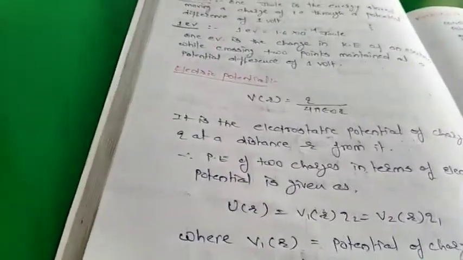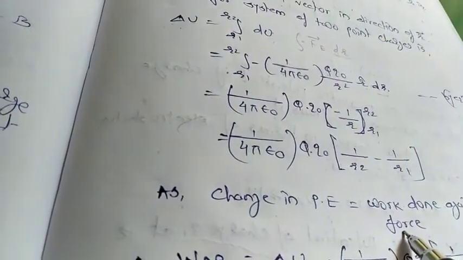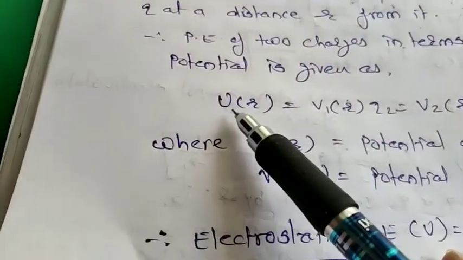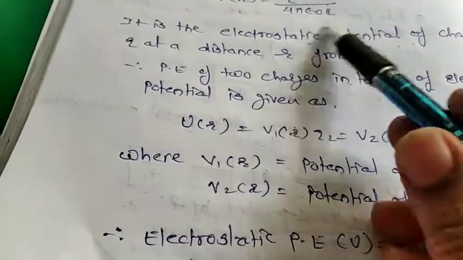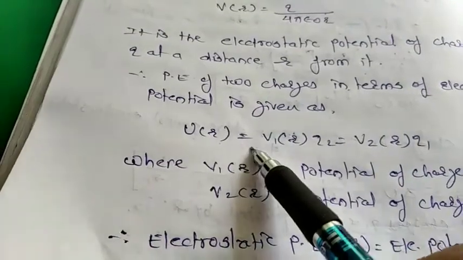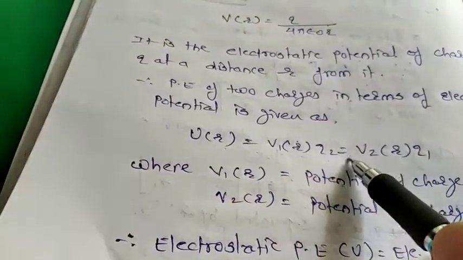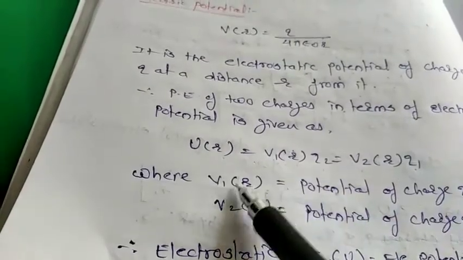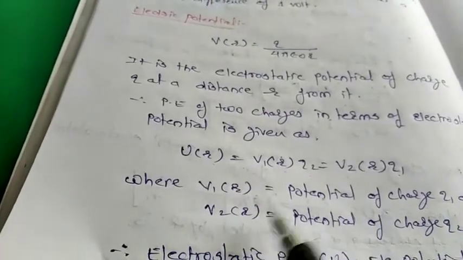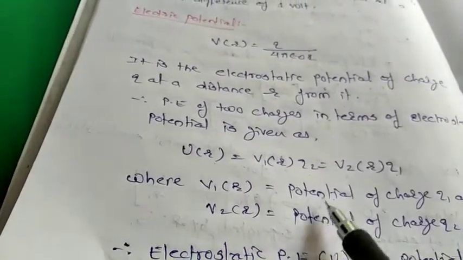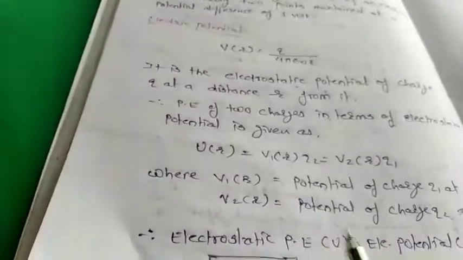Here we have mentioned this formula, that change in the potential energy is equal to work done against the electrostatic force. Right? So here this potential energy, we denote it as U(r) because we are considering the distance as r, is equal to V1(r) Q2 is equal to V2(r) Q1. This V1(r) and V2(r) is nothing but the potential of charge Q1 at r, and for the second charge, that is Q2 at r. That is the potential of charge Q2 at the distance r.